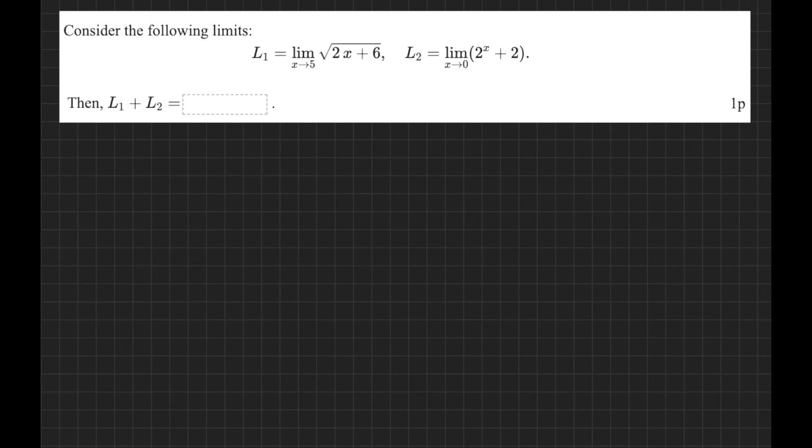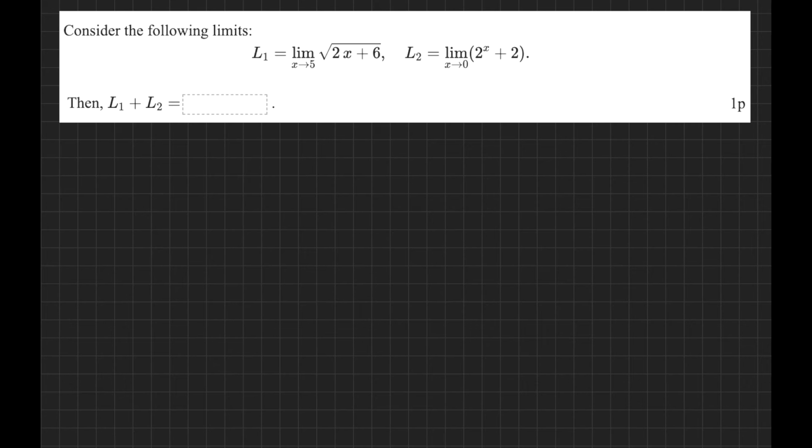Hello, in this video I'm going to solve the problems from quiz number 2. The first question, consider the following limits. Limit L1 is defined to be like this and limit L2 is defined to be like that. We're supposed to find L1 plus L2. So this is a very simple task to do.